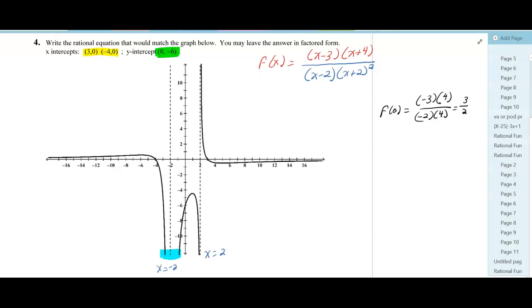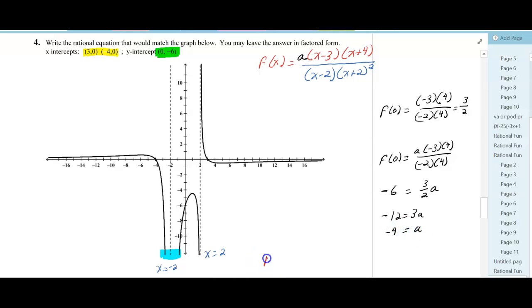You may remember in polynomials, there's this value of a that's possibly there. So if I were to redo this, f of 0 is a times negative 3 times 4 over negative 2 times 4. That's still going to be 3/2, and the y-intercept is negative 6. So negative 6 equals 3/2 a. Negative 12 is equal to 3a, which makes a negative 4.